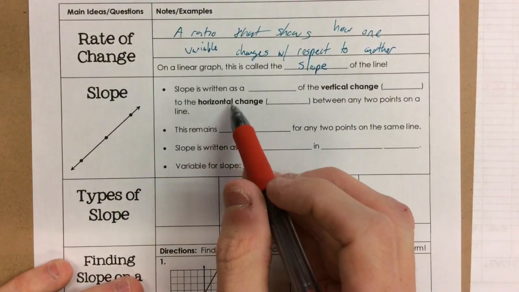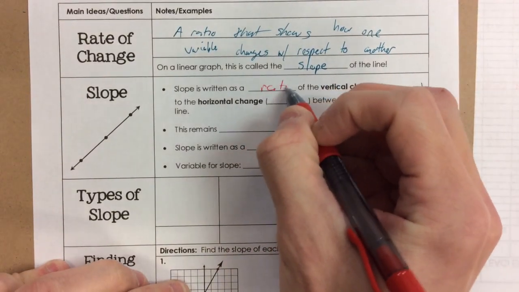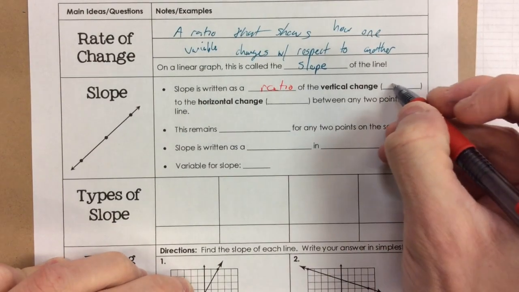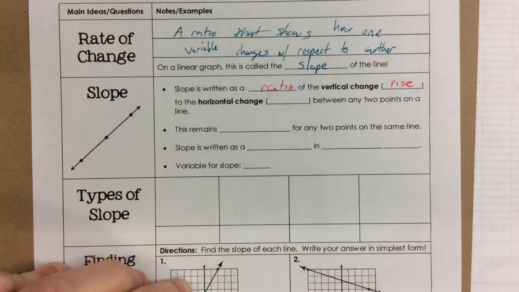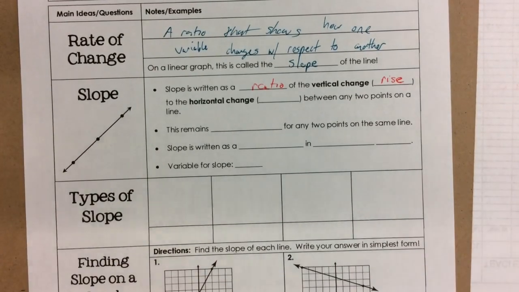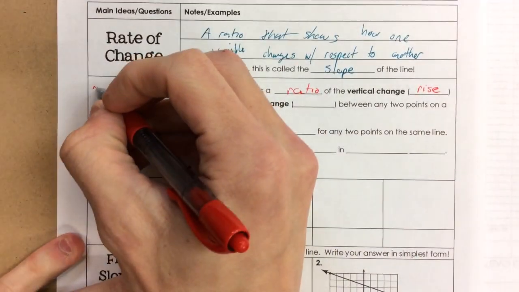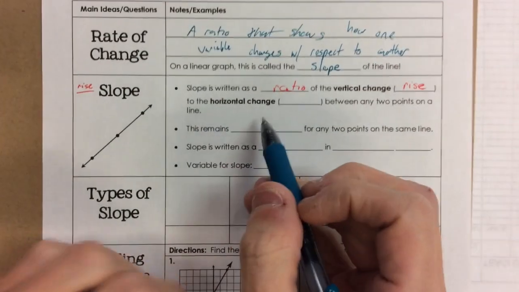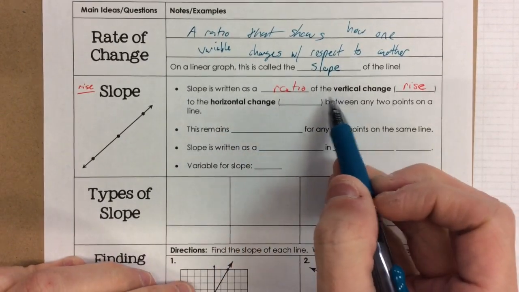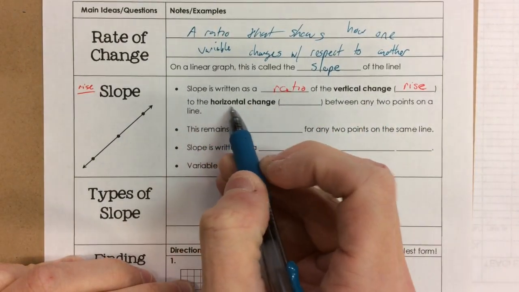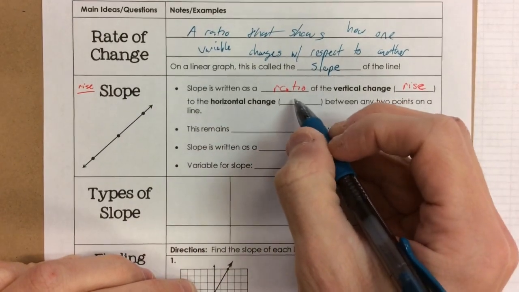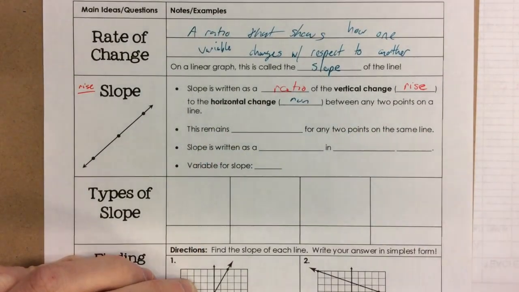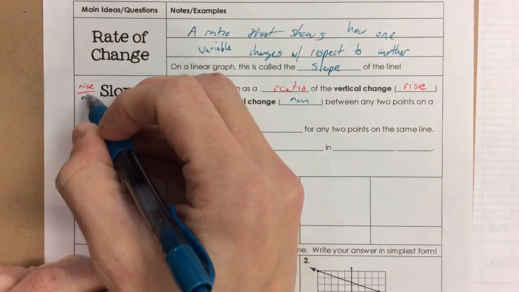All right, slope is written as a ratio of the vertical change, and sometimes we refer to this vertical change as the rise. So I'm sure you've heard this, rise over something. Hopefully you have. And its slope is written as a ratio of that vertical change to the horizontal change, which we know as the run, between any 2 points on a line. So we could put run right there.